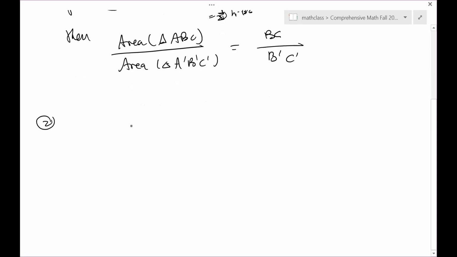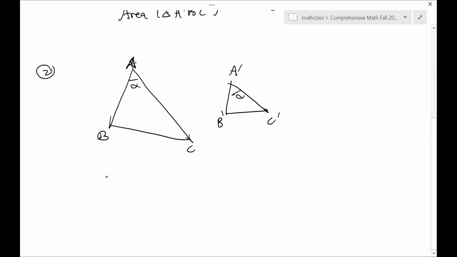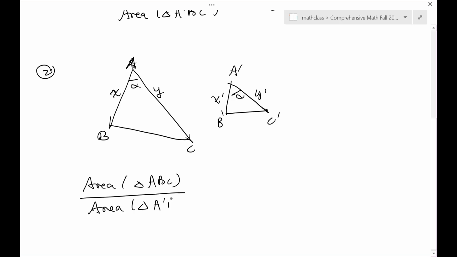The second one is if the two triangles have the same angle. Okay, here's A, B, and C, and A prime, B prime, C prime. Then the ratio of the area, I'm going to use X and Y, X prime and Y prime, for simplicity. So the area of triangle ABC over the area of triangle A prime B prime C prime is just going to be X times Y over X prime times Y prime. Okay, so if they have the same angle.